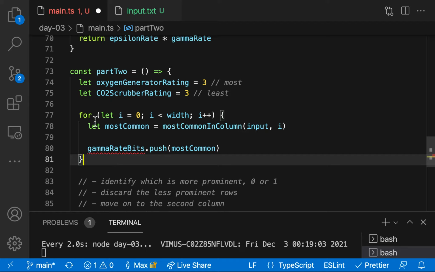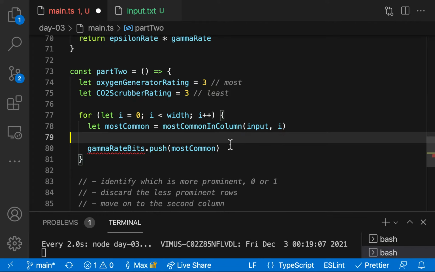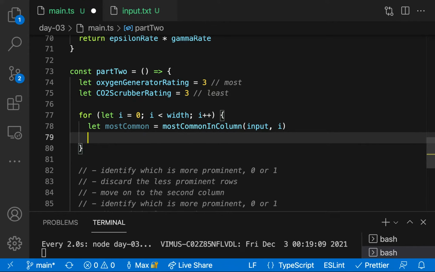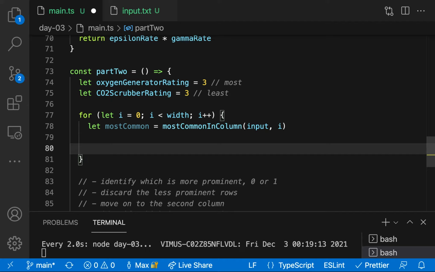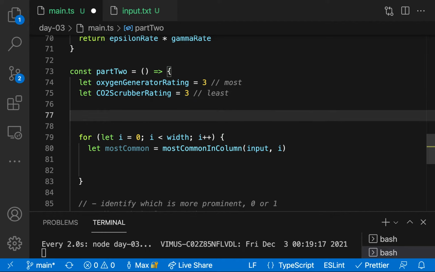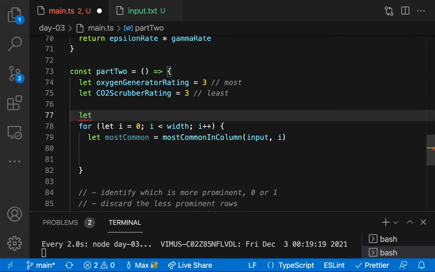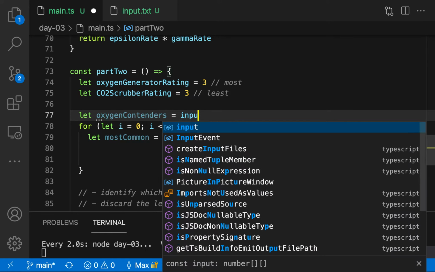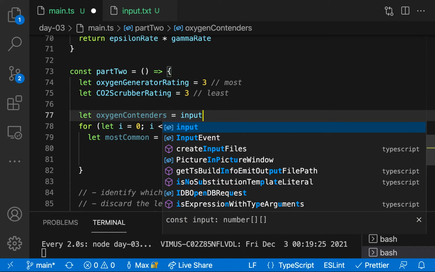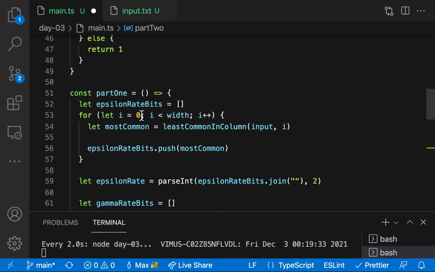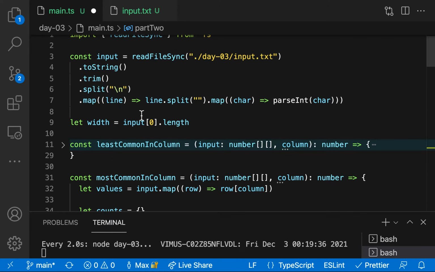But, right, so we want to do let most common equal most common column. Still want that. And then, so I guess, okay, let's start by saying let oxygen contenders equals input. I kind of want to copy it, I guess. I'm going to do something perhaps goofy. I'm going to come back up to here.